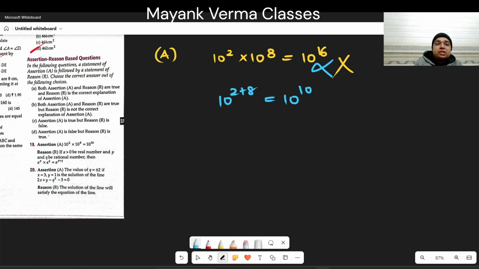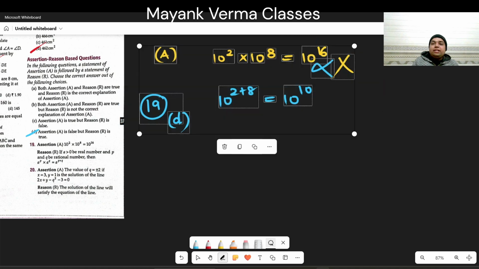Now option D is the only one which says that the assertion is false. Otherwise all three options are saying that the assertion is true, one way or another. So you will directly say for the 19th it will be option D. Okay, clear? Now let's see the 20th question.